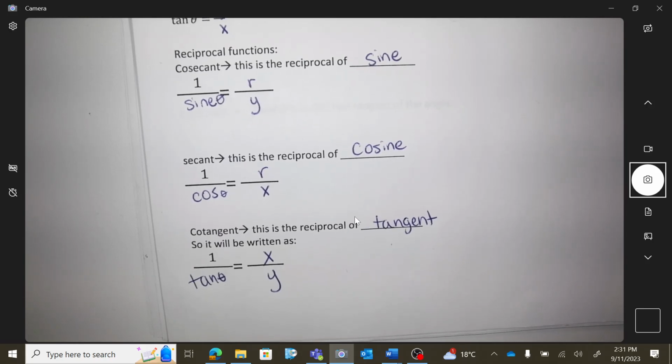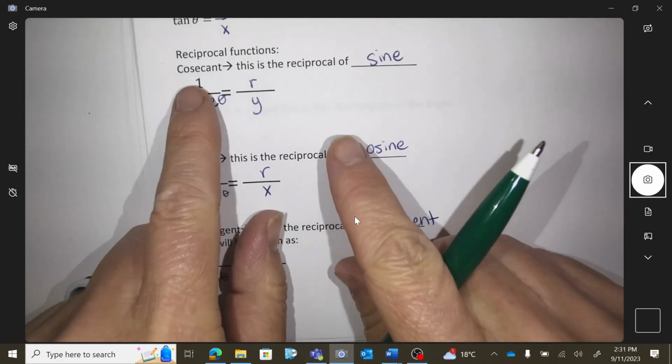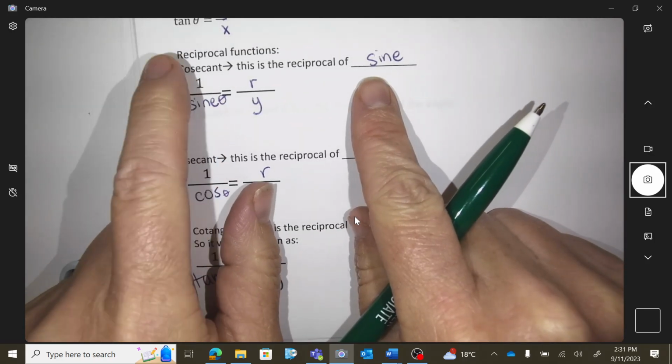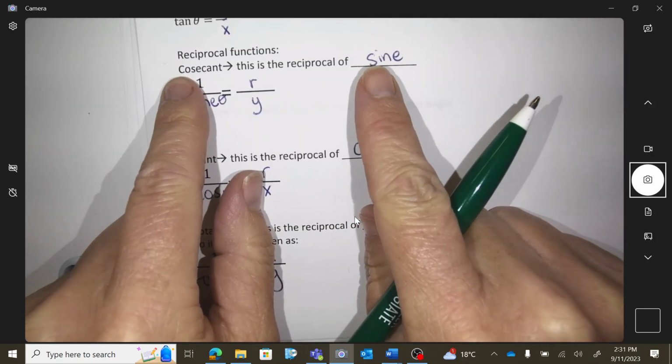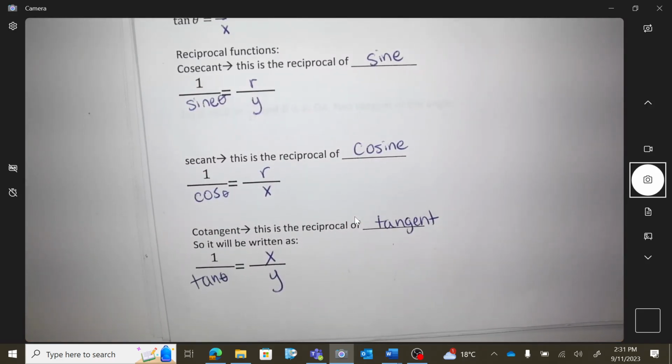Okay, this is what I don't like about it. Cotangent and tangent, that makes sense. But these ones, do you notice that the C word and the S word and the C word? So that's how I always remember it. The C and the S actually get matched up.